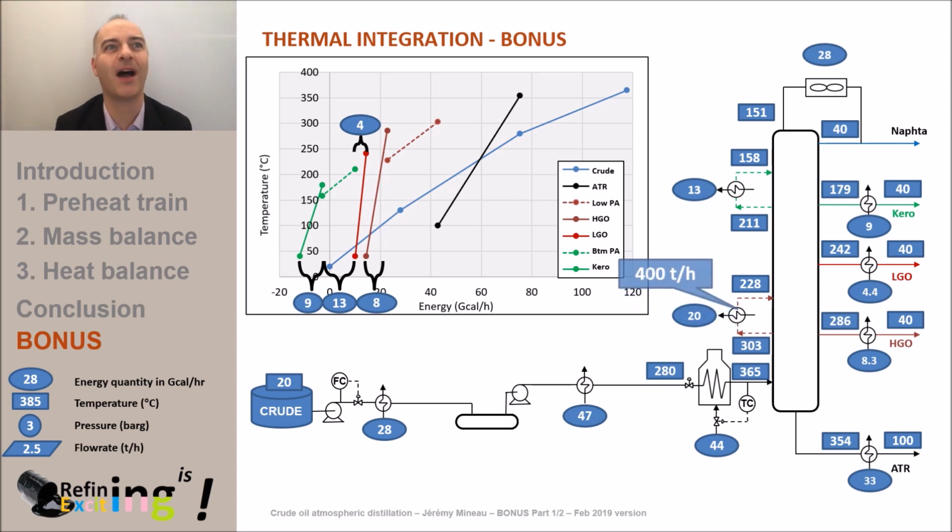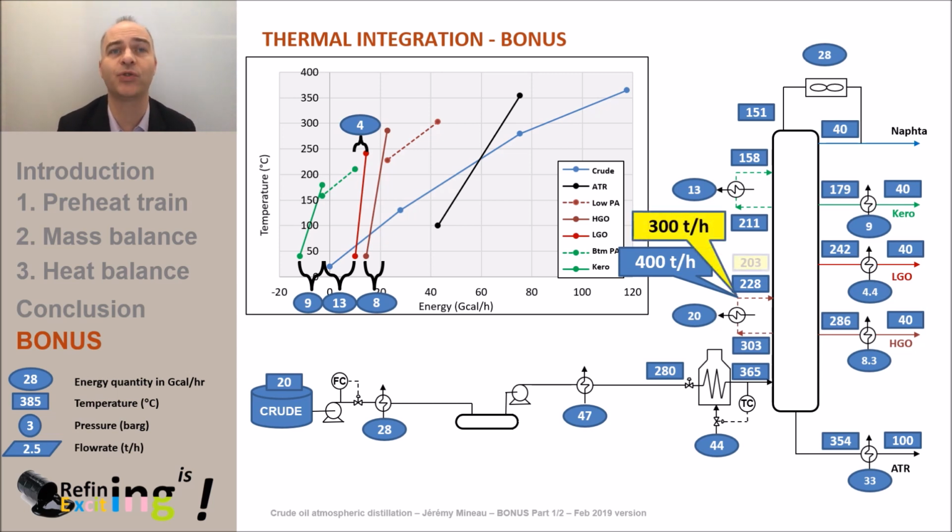At this stage, we see that we did pretty well to select a pump around flow of 400 tons per hour. Indeed, if the bottom pump around flow had been selected to a lower value, it would have led to a return temperature lower than the 228 degrees C. For example, if 300 tons per hour had been selected, this would have led to a temperature of 203 degrees C, which means a lower temperature than the withdrawal of the top pump around. It would have been a shame since the two flows would have been in competition to heat the crude.